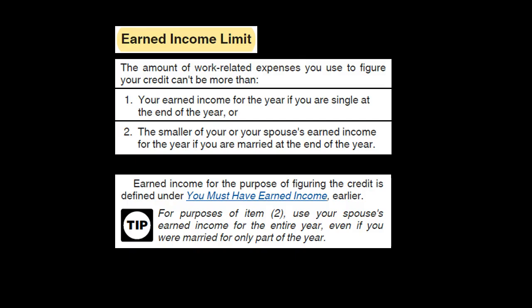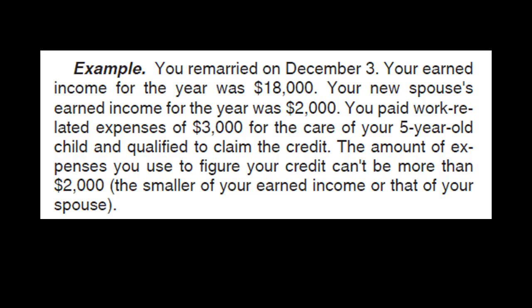Back to the text. Earned income for the purpose of figuring the credit is defined under "you must have earned income" earlier. Tip: for purposes of item 2, use your spouse's earned income for the entire year even if you were married for only part of the year. So in other words, if you got married towards the end of the year, usually for most purposes, that means you're going to file the return as if married for the entire year, typically. If you're going to file married filing joint, then you're going to file for the entire year even if you got married, say, in December.